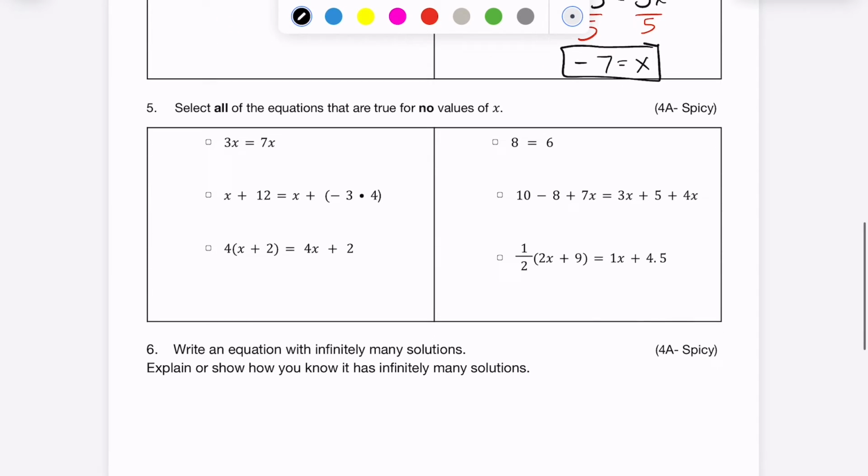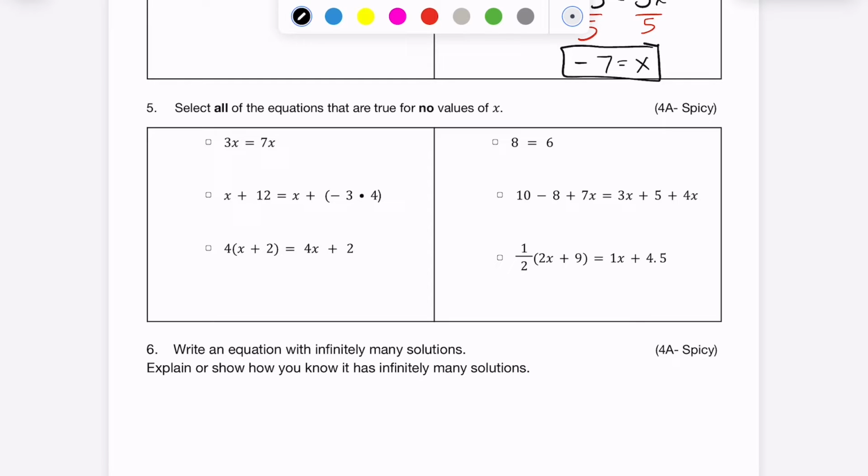All right, last two questions are spicy level questions. This part of the standard is recognizing when we have equations that have no solutions or equations that have infinitely many solutions, meaning any value of x or no value of x will make the equation true. So in question 5, we have to select all of the equations that are true for no values of x.